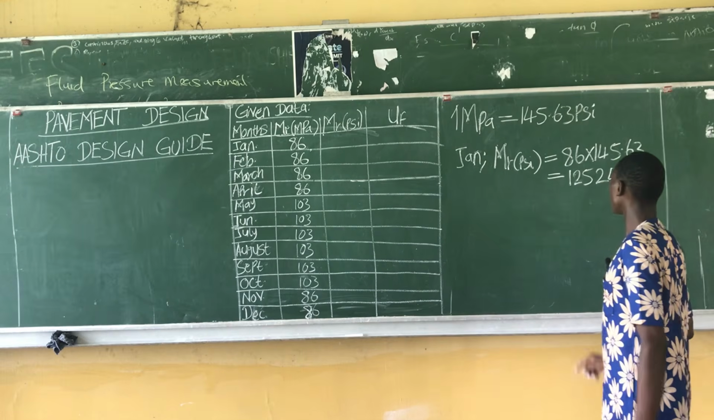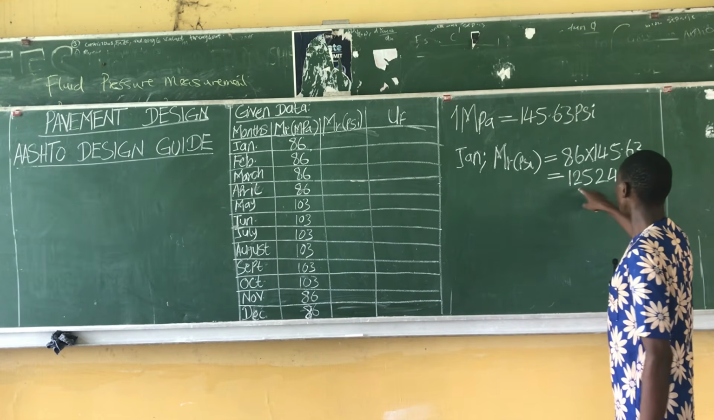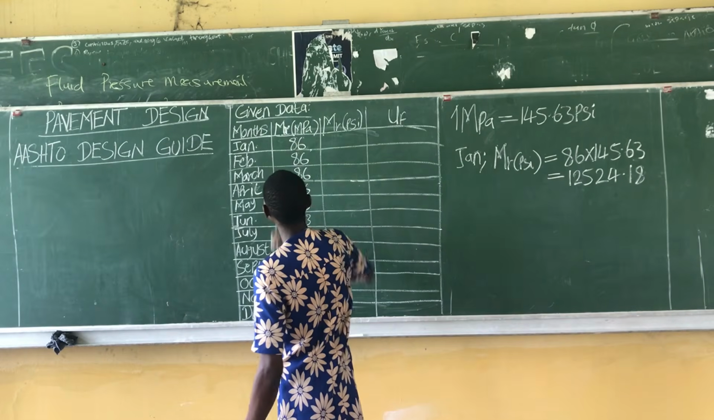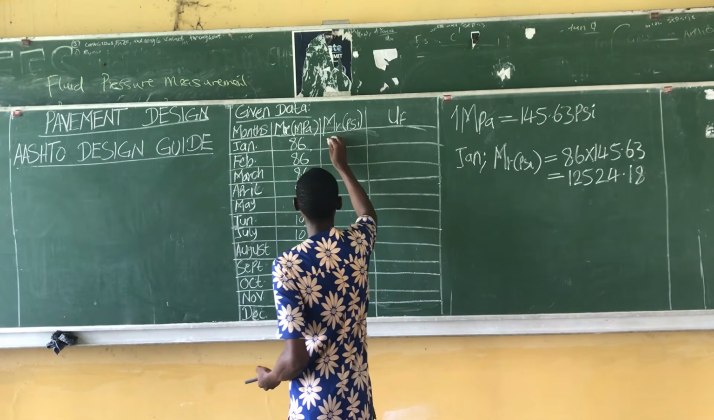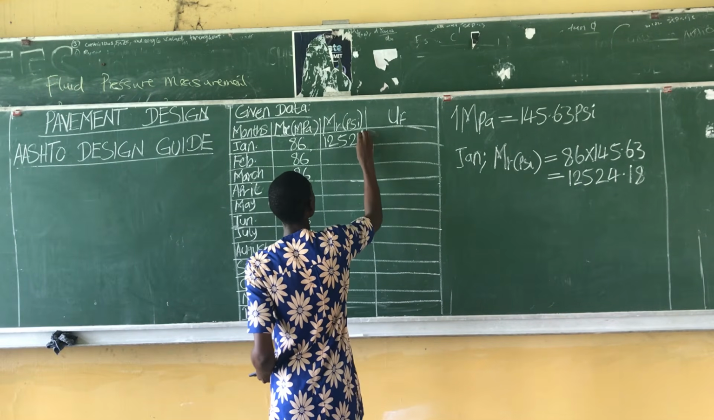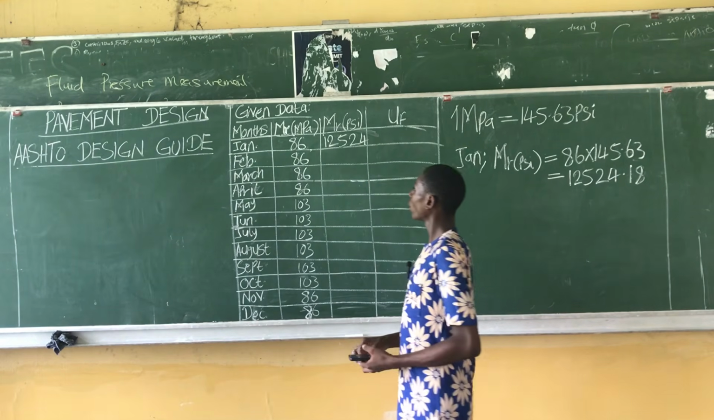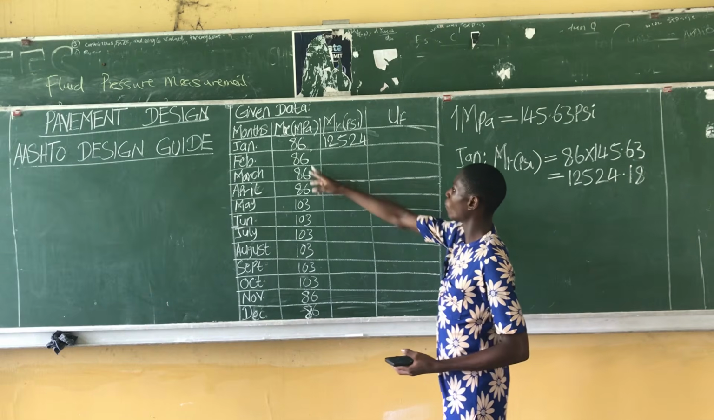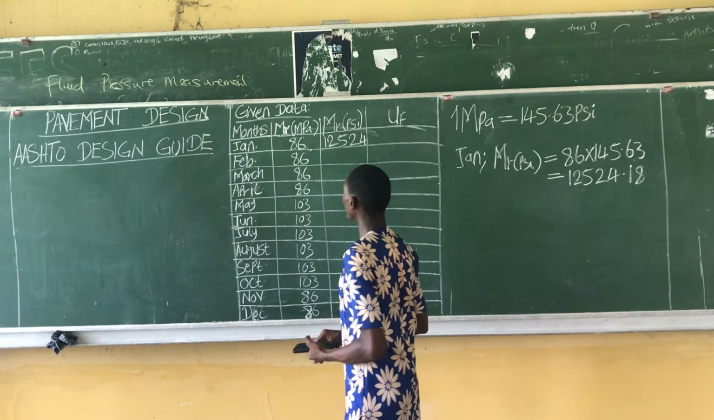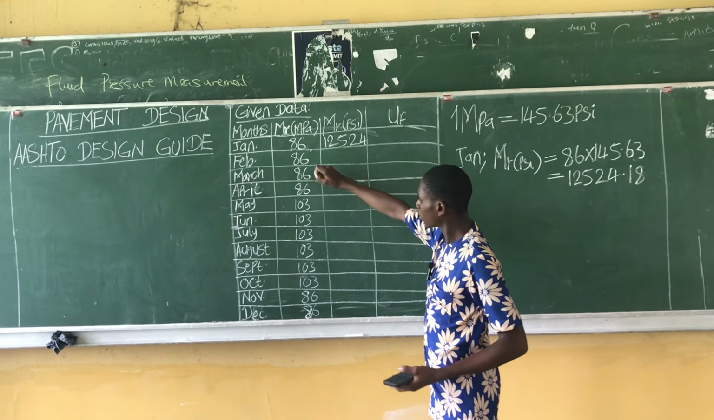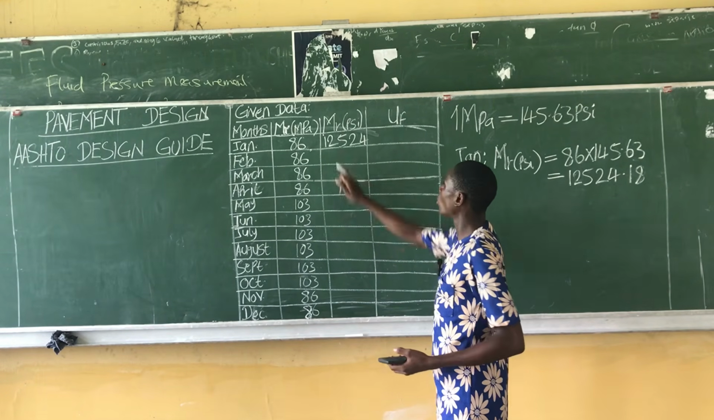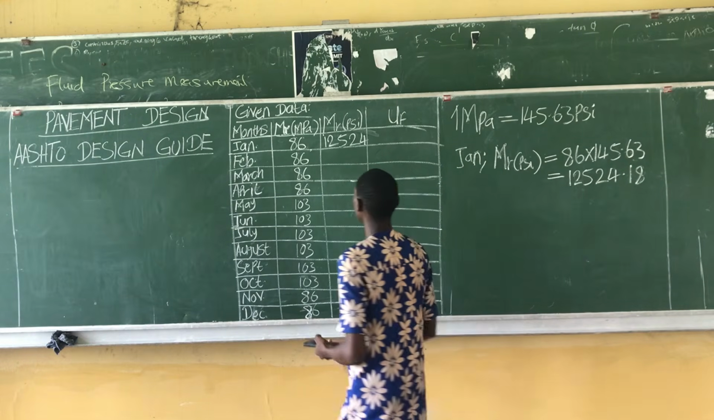That will be equal to 12524.18. So let's just stick with the whole number, 12524. So for January, our resilient modulus in PSI will be 12524. The next month is February, but we can see that February has the same value. So from February till April, and November and December will still be 12524.